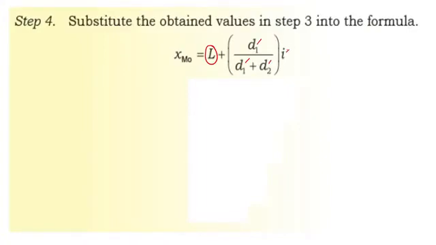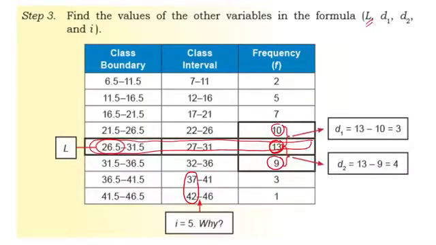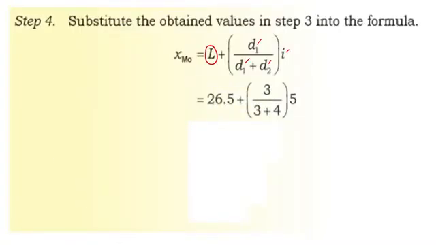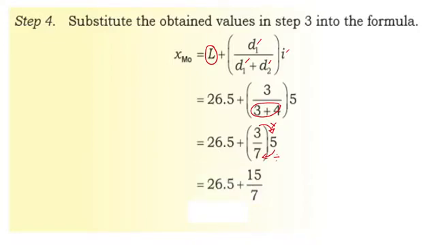5. Now, substituting that to our formula, it will give us 26.5 plus 3 over 3 plus 4, times 5. Now, you add the denominators, you will get 7. So, you'll have 26.5 plus 3 over 7 times 5. So, what is 3 times 5 divided by 7? 2.14. You will get 2.14 plus 26.5.